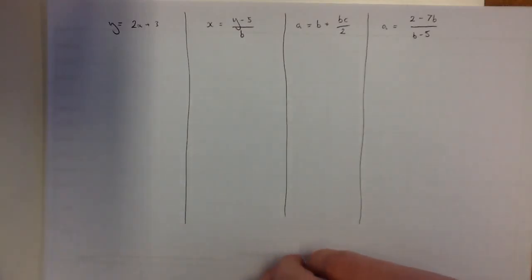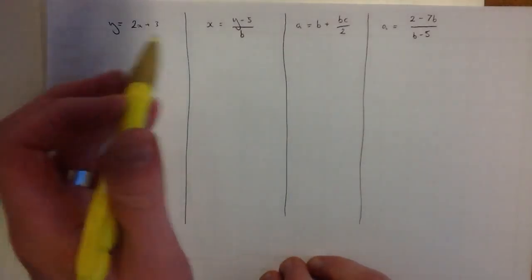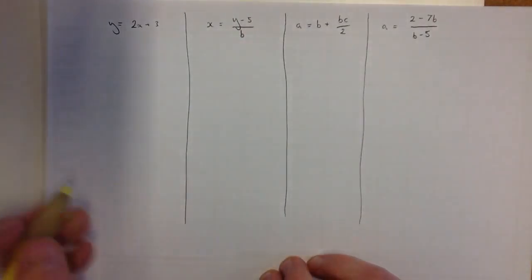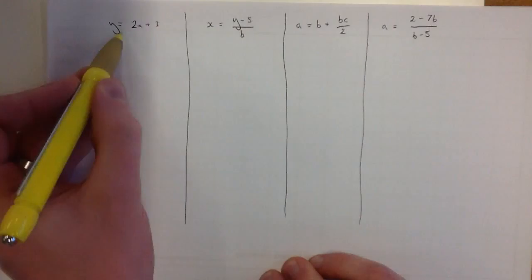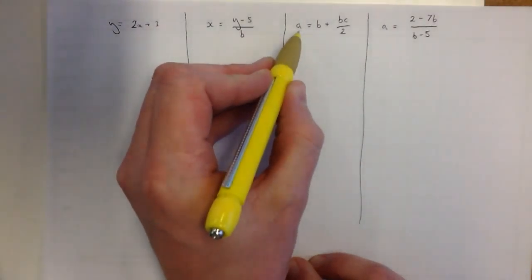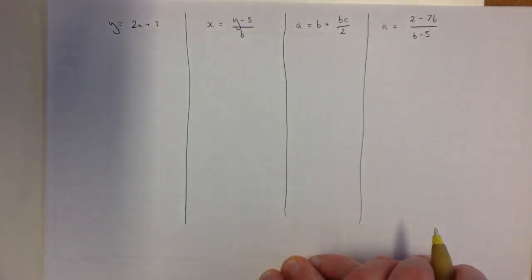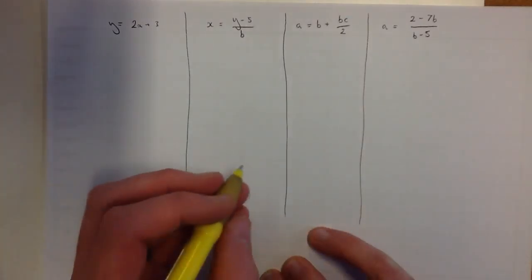Here we're going to look at changing the subject of formulas. We've got 4 formulas across the top here. You can see in each case one letter is the subject of that formula. In this case y out on its own, x, a, and again a. So we're looking to, in each of these cases, change the subject of the formula. We'll do one at a time.